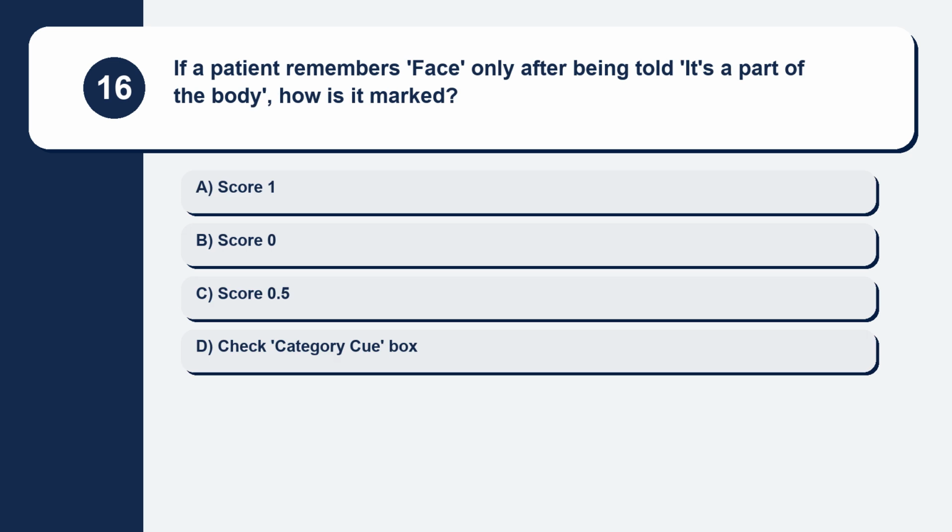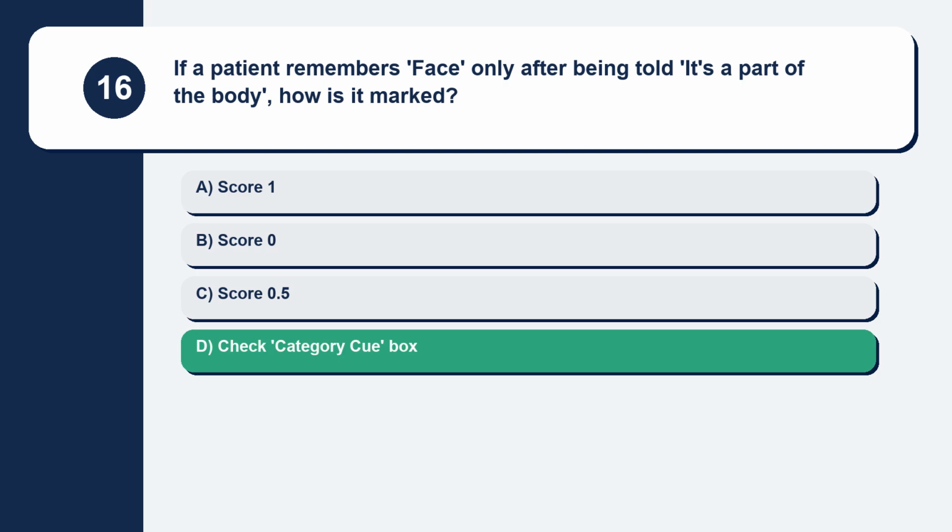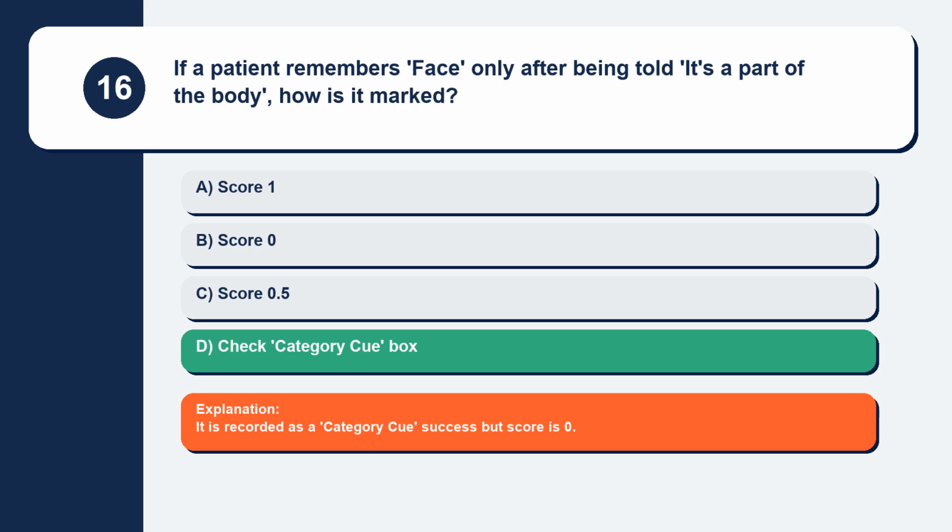Question 16. If a patient remembers face only after being told it's a part of the body, how is it marked? Score 1. Score 0. Score 0.5. Check category Q box. It is recorded as a category Q success but the score is 0.